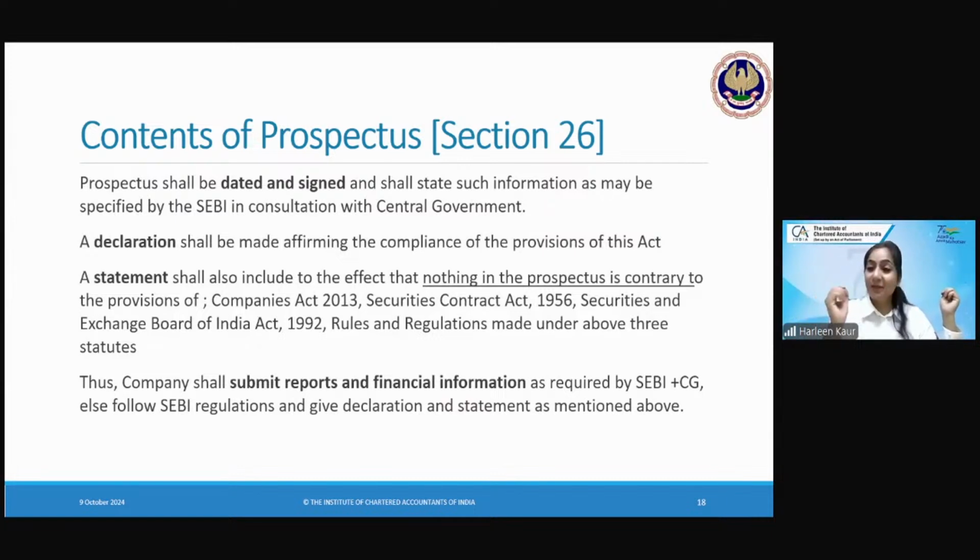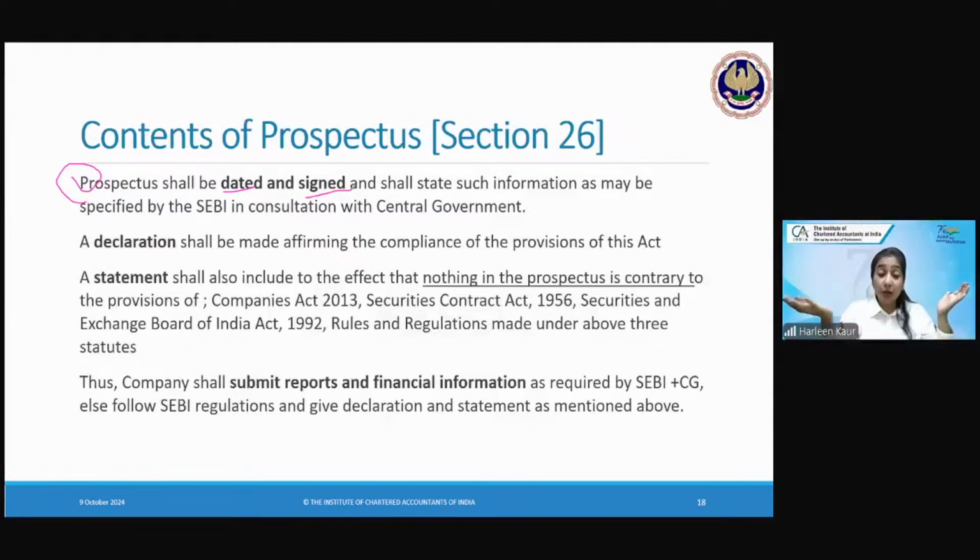That's great. Let's make it a little more interesting with the contents of prospectus, section 26, new section. First thing, contents means what all has to be included in the prospectus. Number 1, prospectus shall be dated and signed. It should always have a date. Whatever date is written in the prospectus is the date which will be considered as the date on which the prospectus has come.